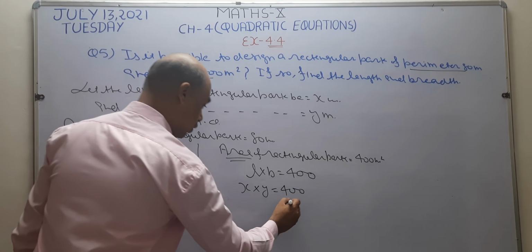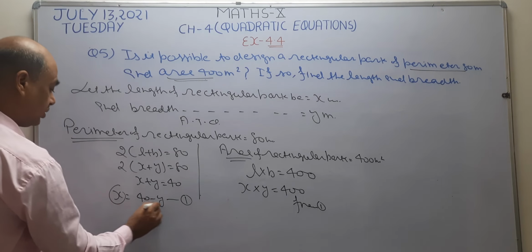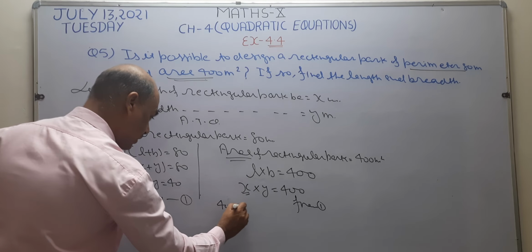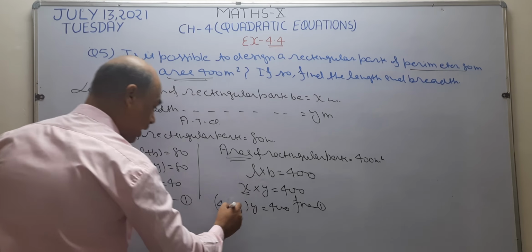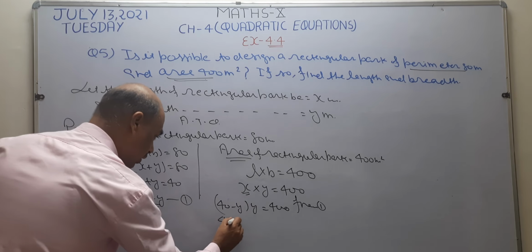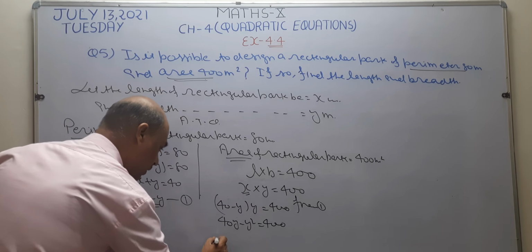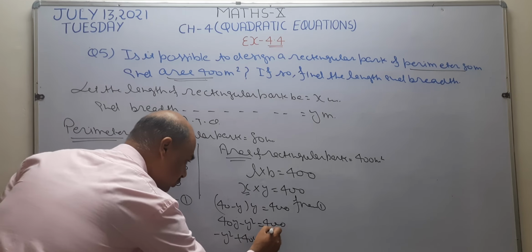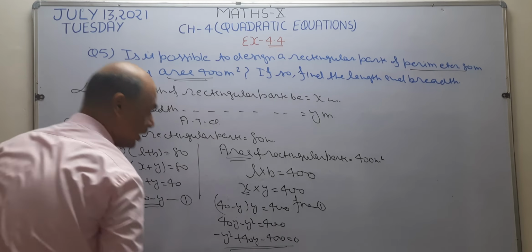Now I write here from 1. From 1 I want to put the value of x as 40 minus y in this equation. So this becomes 40 minus y into y equal to 400. I want to open this bracket. So this becomes 40y minus y square equal to 400. So this becomes minus y square plus 40y. This positive number becomes negative and it is going to change the sign. So this is the required quadratic equation.